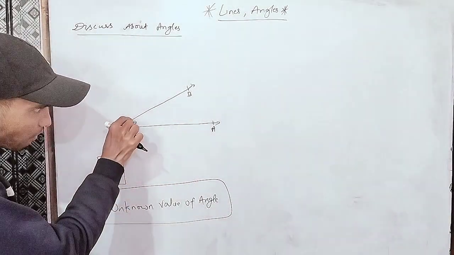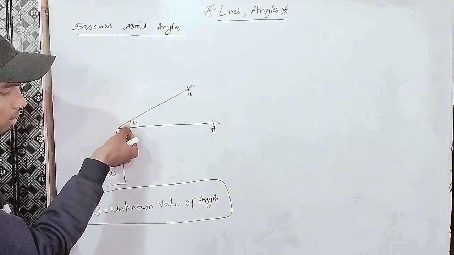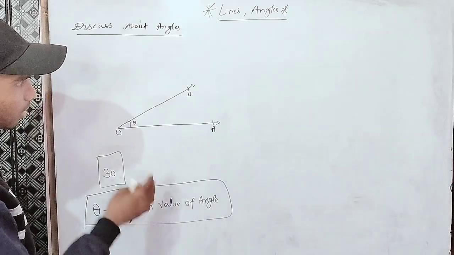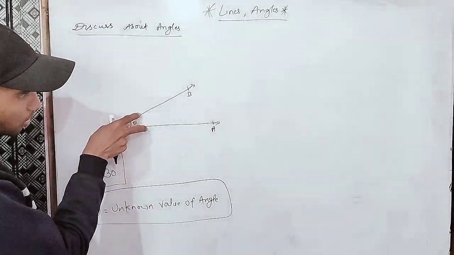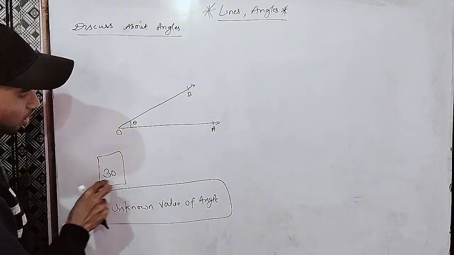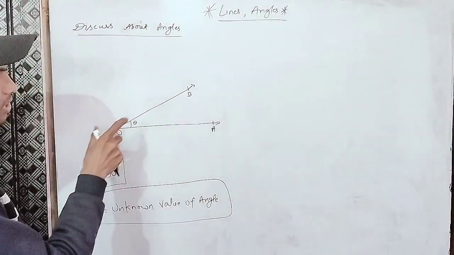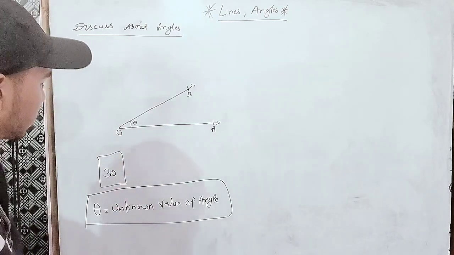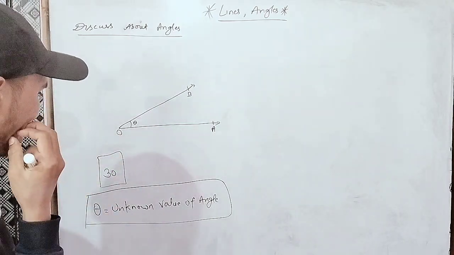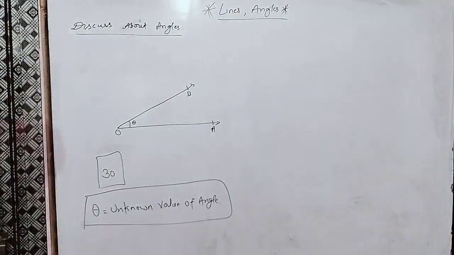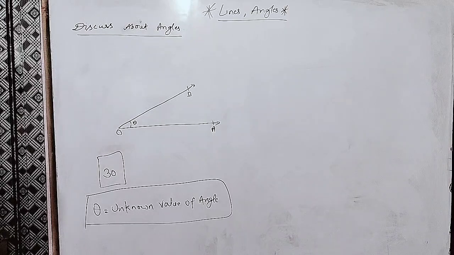So here we have a rotation of 30 degrees. How much is the rotation between these two lines? 30 degrees. With a rotation of 30 degrees, these two lines are rotated. Clear? For the unknown value of the angle, we use theta. Got it? Till here, did you understand? Do you have any doubts?